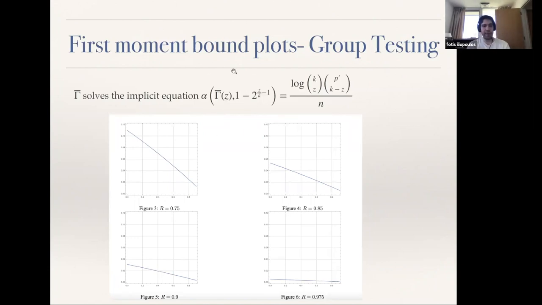So now here are some plots for how this implicit function looks. You see that as the rate increases, initially when the rate is small enough, the curve has a large slope, because when the rate is small, that is when we have many tests, the signal is large, which translates into a function that has a high slope. But as we increase the rate, and as we expect, the function becomes flatter and flatter.